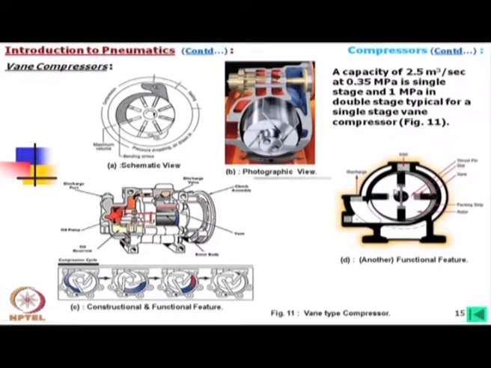And also, if you look into this, in this case of course, the vanes are straight. This shows how the thrust pins are provided, and this is the packing strip, this is the rotor, and there is the slot, vanes, etc. This is a functional feature. Maybe here also straight type vanes are used. Here also, as we find, the vanes are straight.